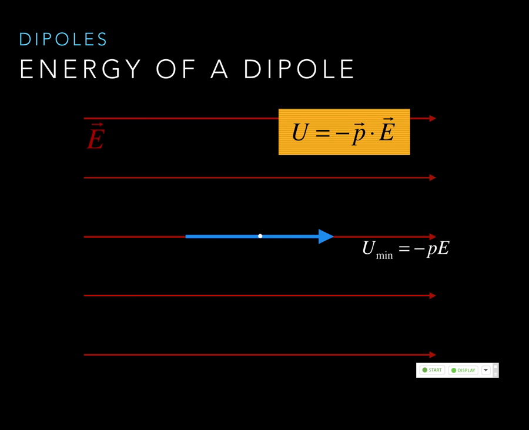Okay? So if you have this other configuration, this should be the maximum energy. Okay? This is the dot product of P and E, but now the angle between them isn't 0, it's 180, or pi. Cosine of pi is negative 1. Okay? Negative 1 times P times E is positive PE. So that's the maximum value you can get. Everything else is in between, right? It's either greater than negative PE or less than positive PE.